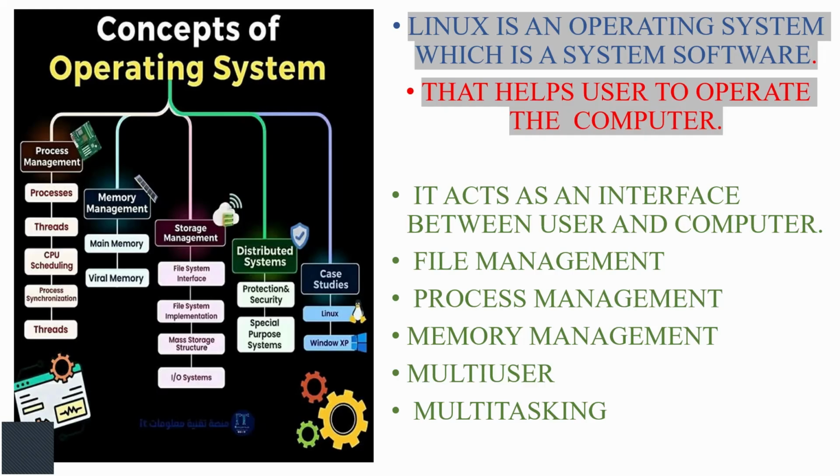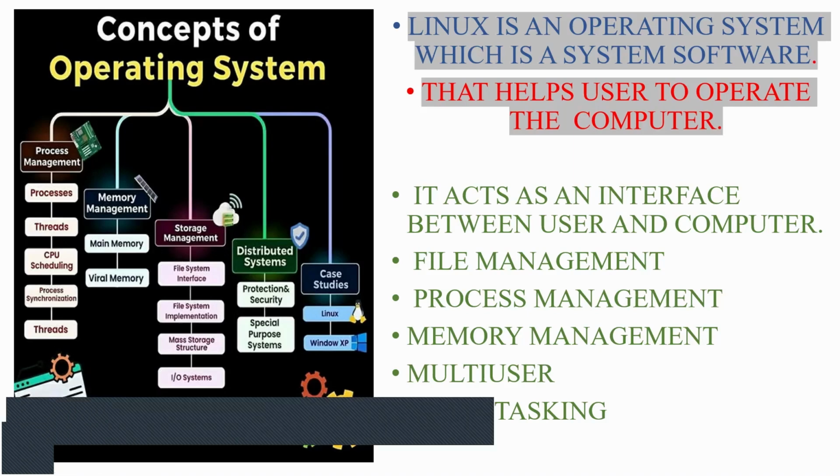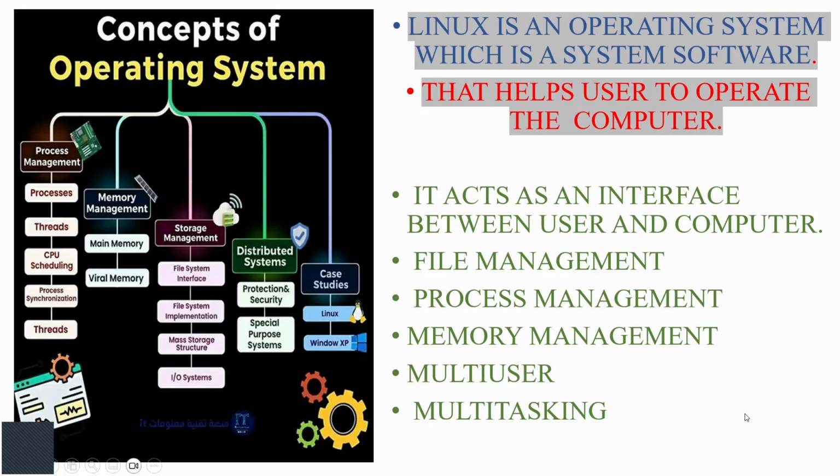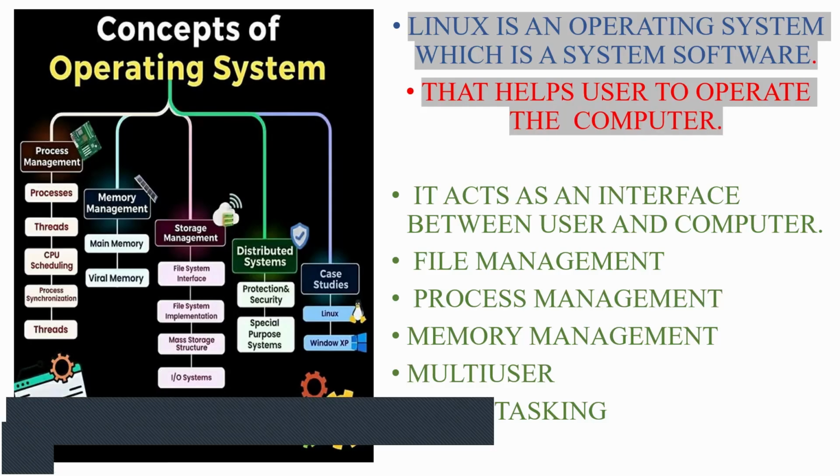The operating system is also known as system software that helps the user operate the computer. It acts as an interface between the user and the hardware, making it easier to run applications and manage system resources. One of the most popular examples of operating systems is Linux, which is widely used in server, desktop, and embedded systems.